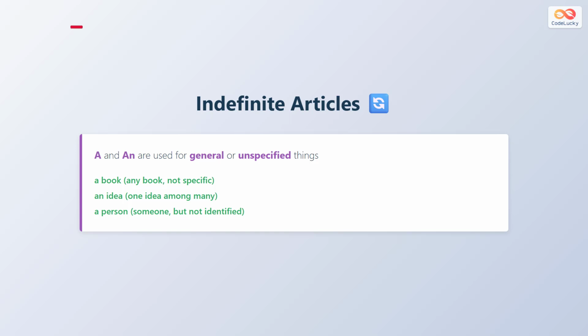Let's explore indefinite articles more closely. A and an are used for general or unspecified things. When you say I saw a book, you mean any book, not a specific one. When you say she is an engineer, you mean she works as an engineer, but you are not talking about a specific engineer. These articles introduce something new or general to the conversation.